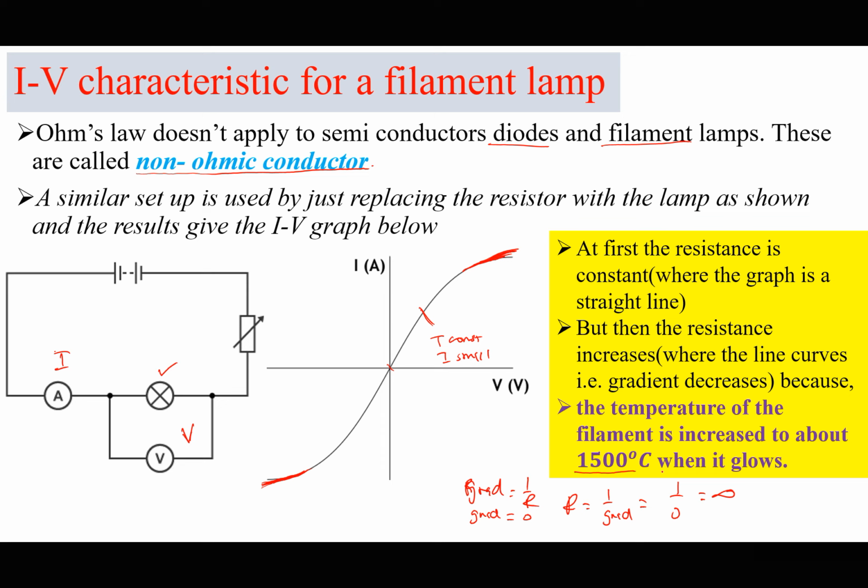So a lamp filament consists of a thin metal wire, but it does not obey Ohm's law. So the IV characteristic graph is not a straight line through the origin. This is because the temperature of the filament does not remain constant. For the filament to light, the temperature must increase to about 1500 degrees Celsius.